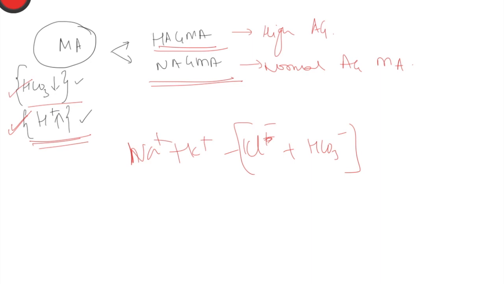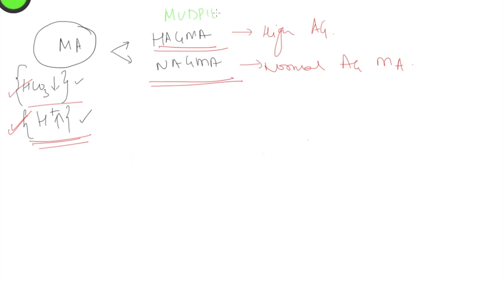Okay, so now what is important in this HAGMA and NAGMA is, there are a set of conditions that you need to remember. There are very popular mnemonics for this. They'll ask what are the causes of HAGMA, what are the causes of NAGMA. So the mnemonic for HAGMA is MUD PILES. Okay, everybody knows this. It's called MUD PILES, and the mnemonic for NAGMA is called HARD UP.